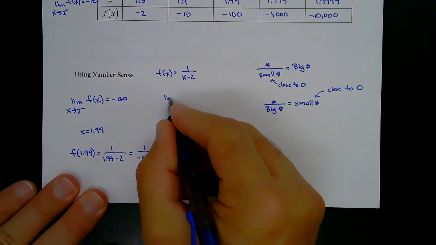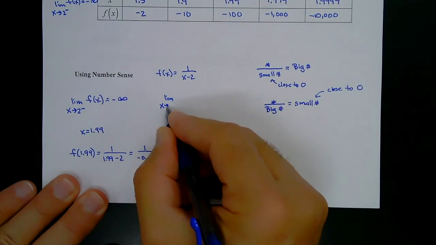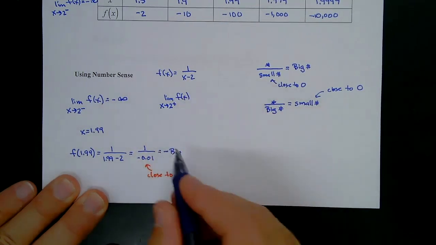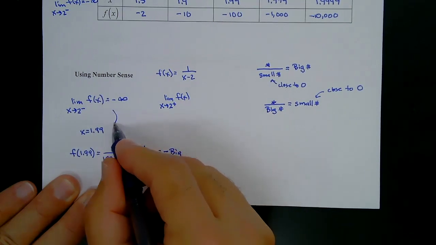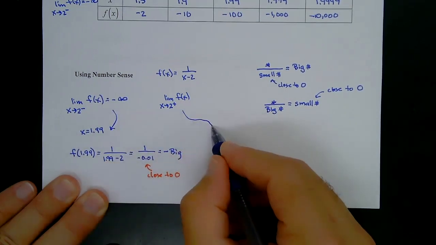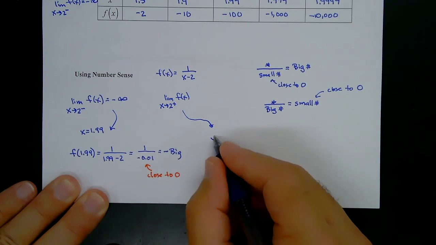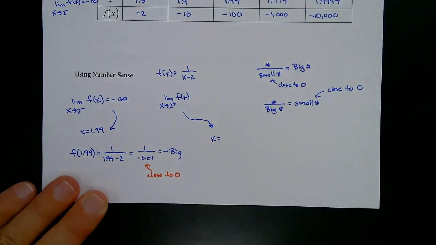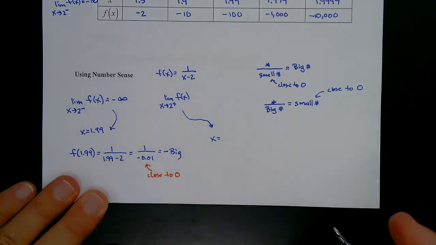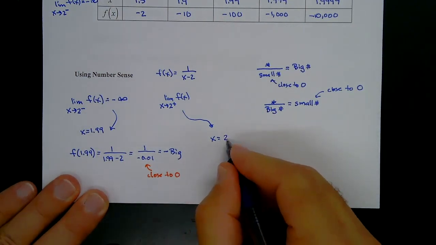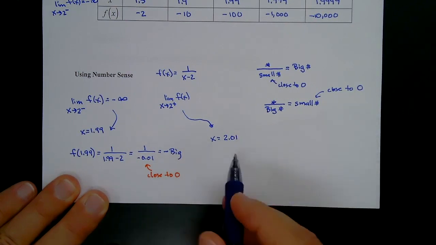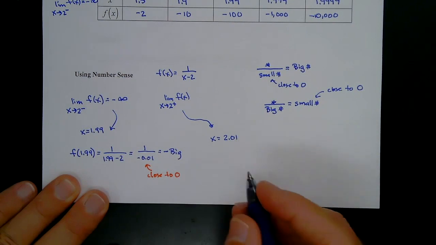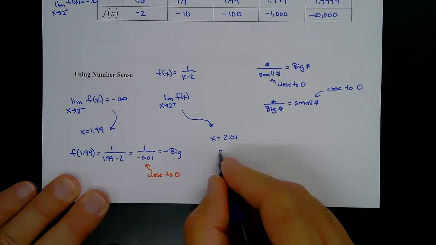How about the limit as x approaches 2 from the right of f of x? To do this one, we're going to need to look at this. How about we go 1/100th away from 2, but to the right. So that would be something like 2.01. I mean, you could go even closer, 2.001. This is good enough though to figure out what's going on.